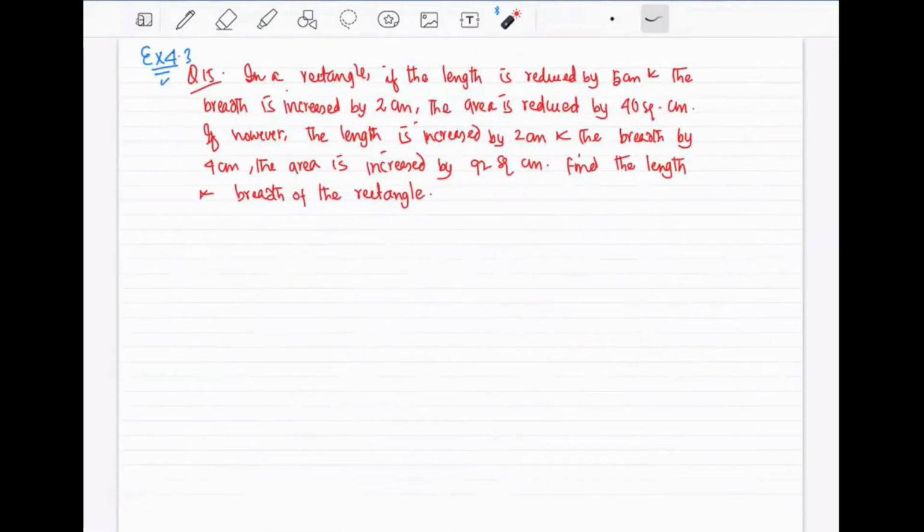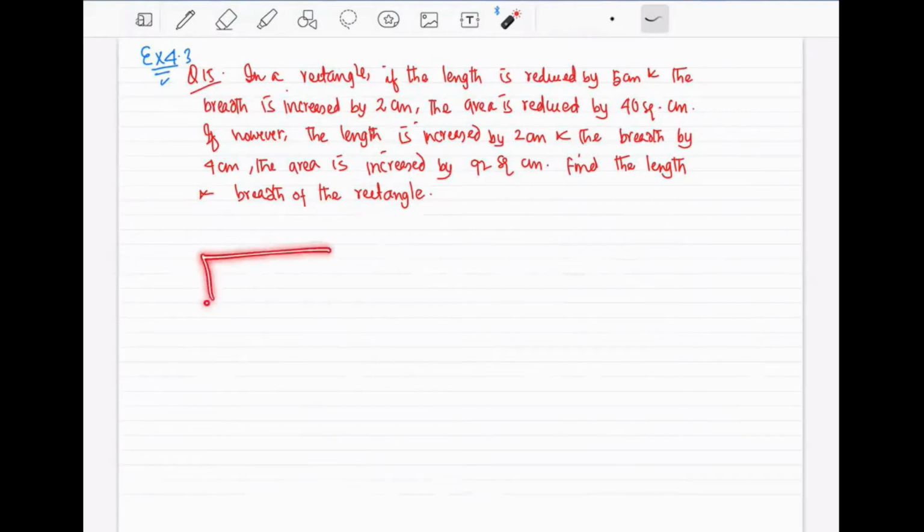I'm skipping question number 14. 14 is slightly complex, not much needed in terms of your board examination. Okay, we will be wasting unnecessary time there. So I'm taking 15. Before we do question number 15, I need to remind you of the properties of a rectangle.